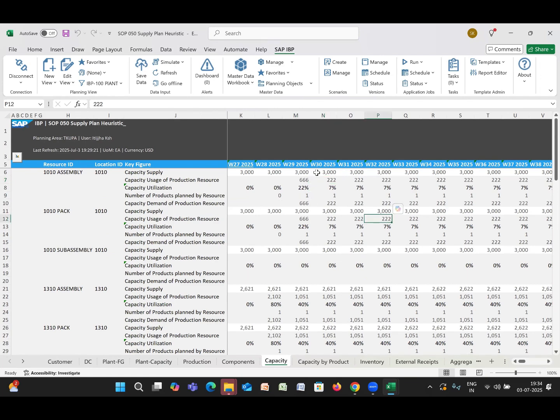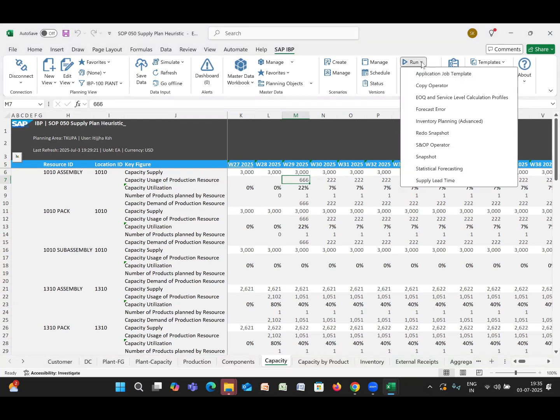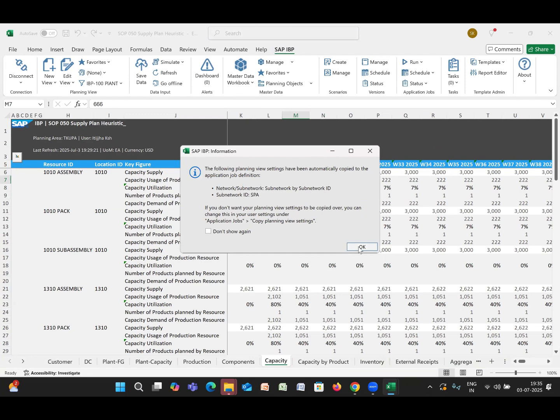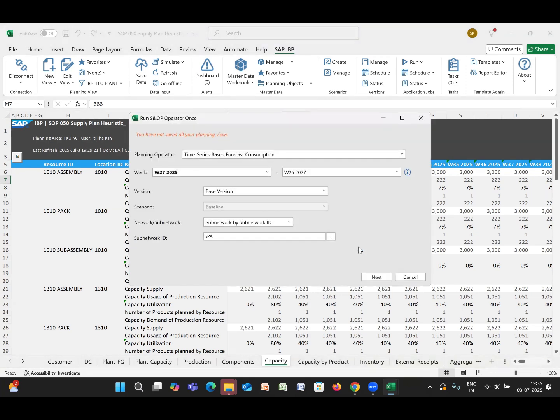Okay, so in this case, capacity supply is how much I have, how many hours I have in a given week. And then this capacity usage of production resource is how many hours I need on this resource. And this need is coming from where? It is coming from the production quantity. Production quantity of FG results in the need of hours on each of these two resources. Okay, so once again I'll run this heuristic, and you will have to explain the change that I have made is resulting into change in the number where?